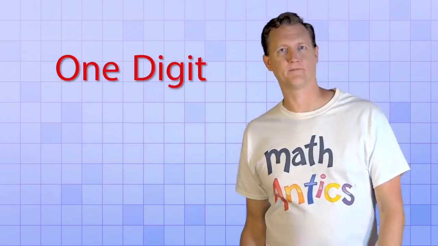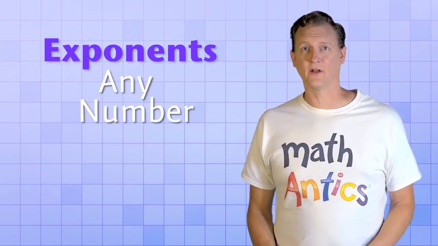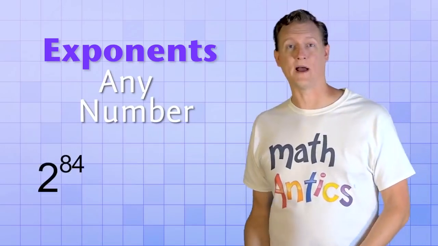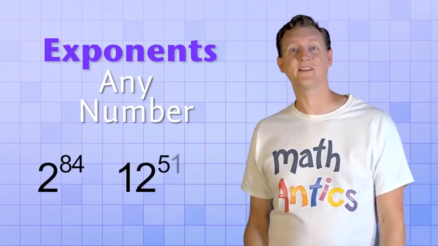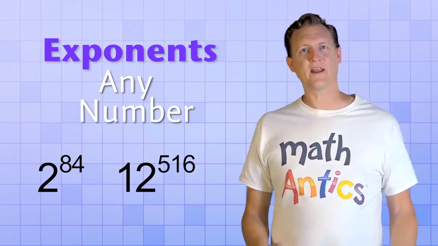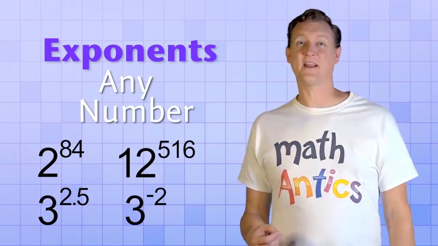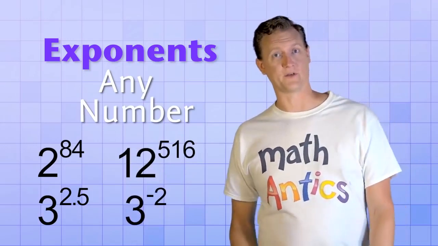In the examples we've seen so far, we've only had simple one-digit exponents, like 2, 3, or 4. But exponents can be any number. You could have 2 to the 84th power, or 12 to the 516th power. In fact, as crazy as it sounds, you can even have exponents that are decimals or negative numbers. But we'll save advanced exponents like that for future videos.